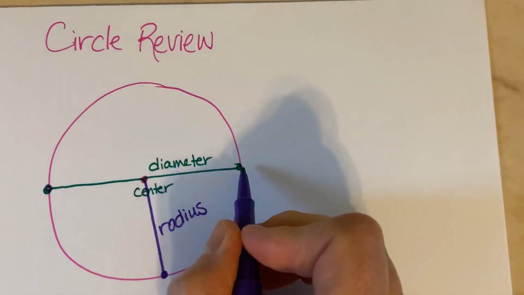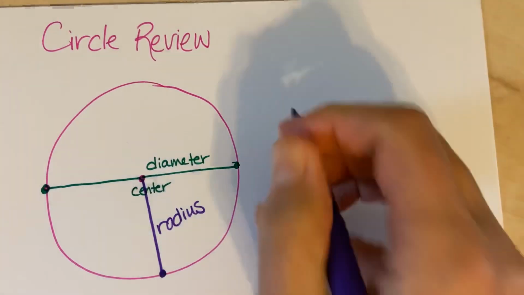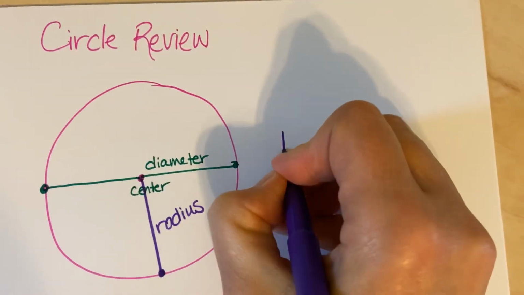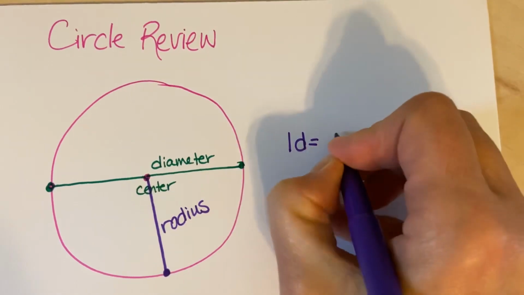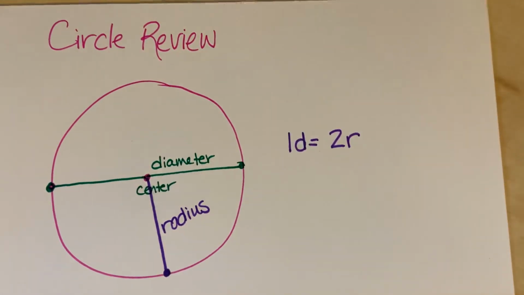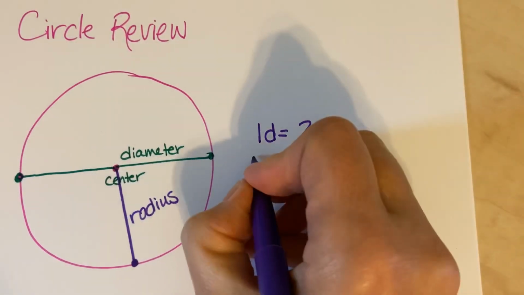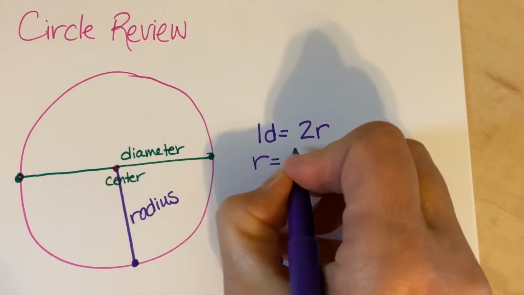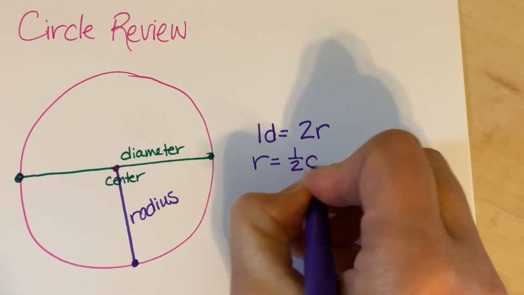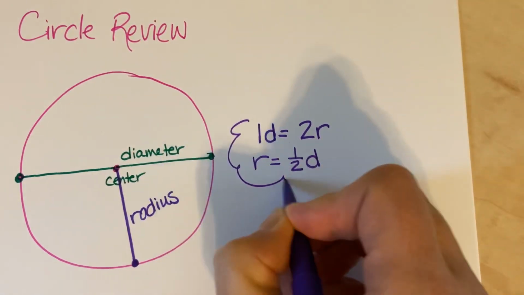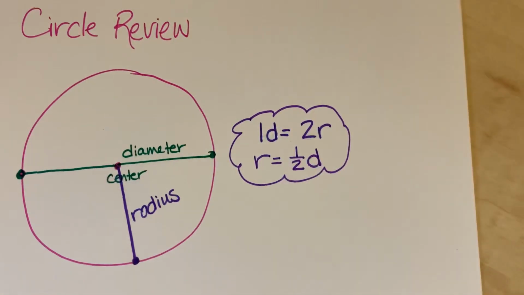So your diameter is all the way across. Your radius is half of that. So one diameter is always equal to 2 radiuses, okay? Or one radius is equal to half the diameter. So those are kind of the important things you have to get about the parts of a circle, okay?